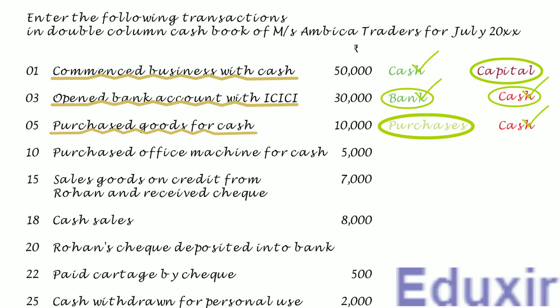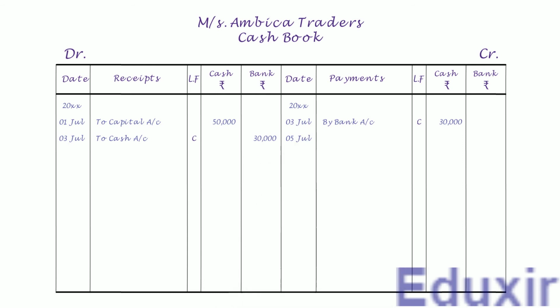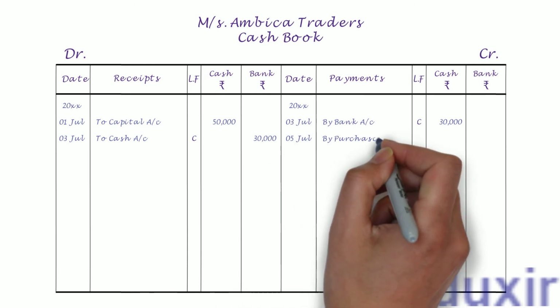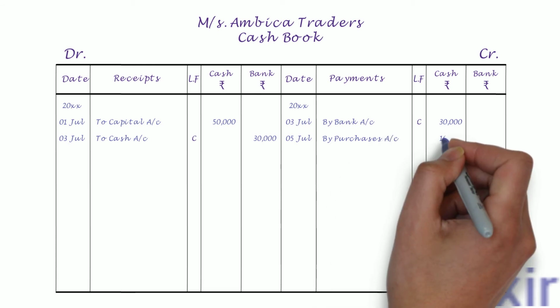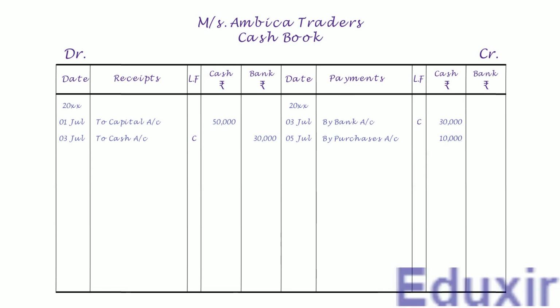With this analysis at our disposal, let us proceed with the posting of this transaction on the credit or payment side of the cash book. Let us first record the date. Let us then record the purchases account in the payments column. Let us then record the credit amount of 10,000 rupees in the cash column. With that, we have completed the posting of this transaction into the cash book. Let us now take up the next transaction.